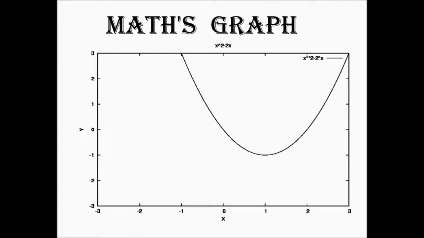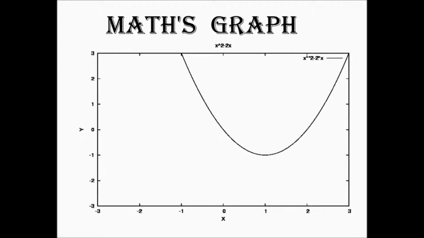The graph starts from point -1, 3, from top left quarter of plane until 3, 3, located on top right quarter of plane. Horizontal intercept occurs at points 0, 0 and 2, 0. Vertical intercept occurs at point 0, 0. Shape of graph is parabola, and has minimum value at point 1, -1.